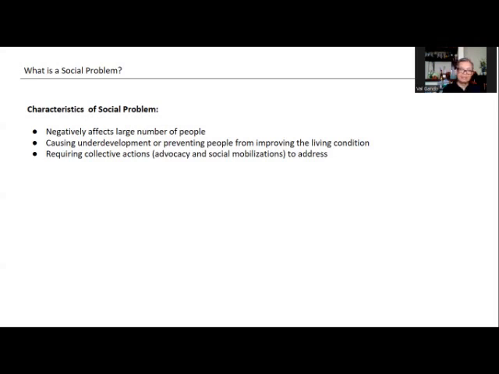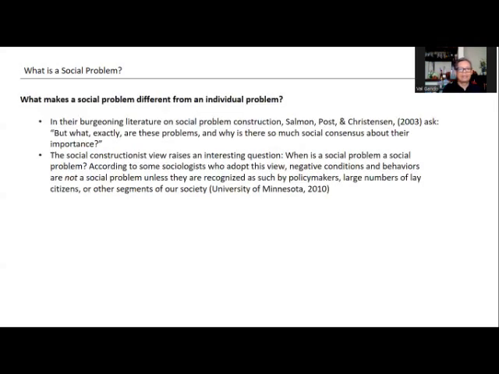What could be the reason for this? What makes a social problem different from an individual problem? In their literature on social problem construction, Salmon, Post, and Christensen asked, but what exactly are these problems and why is there so much social consensus about their importance? The article Social Problems, Continuity and Change states that the social constructionist view raises an interesting question. When is a social problem a social problem?